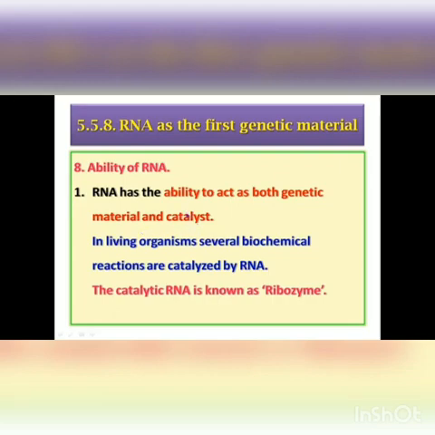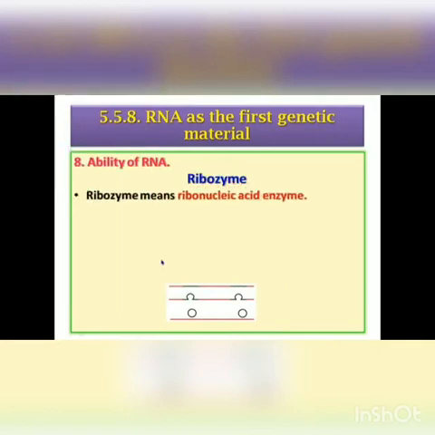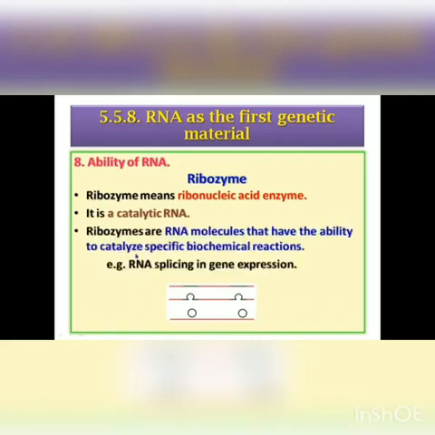What is meant by catalyst? A catalyst means an enzyme which helps to speed up the reaction. So in living organisms, several biochemical reactions are catalyzed by RNA. The catalytic RNA is known as ribozyme. Next we see what is ribozyme. Ribozyme means ribonucleic acid enzyme. It is a catalytic RNA. Ribozymes are RNA molecules that have the ability to catalyze specific biochemical reactions.